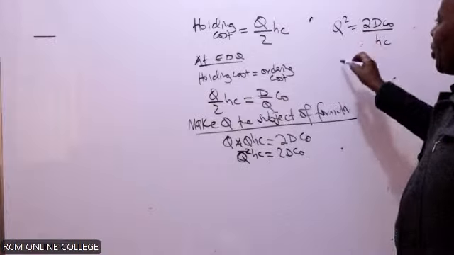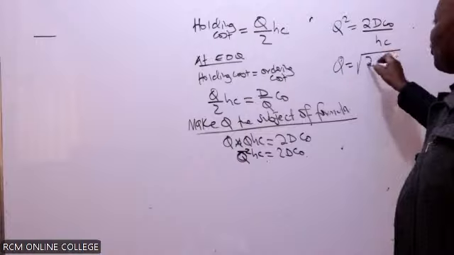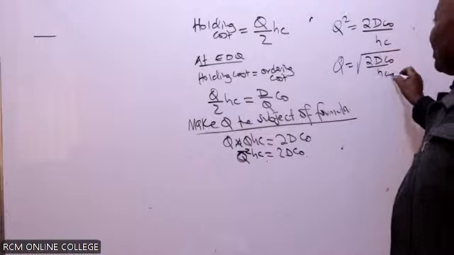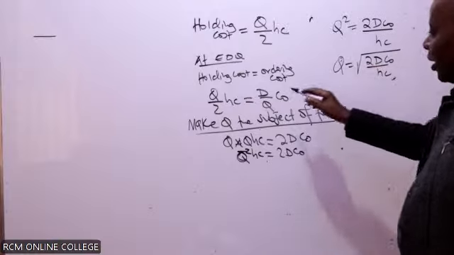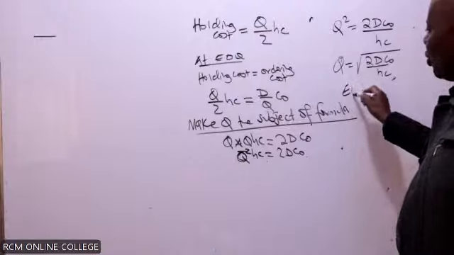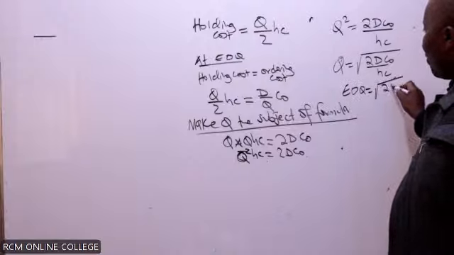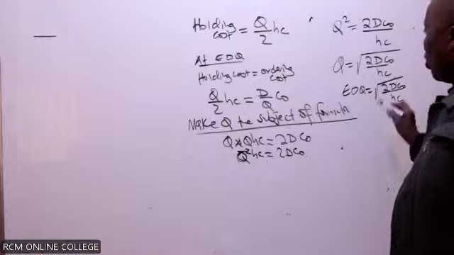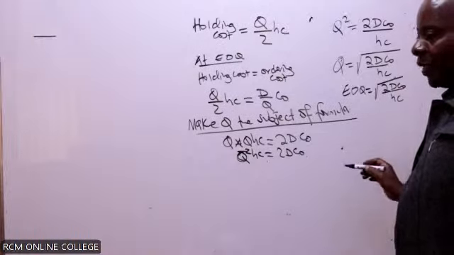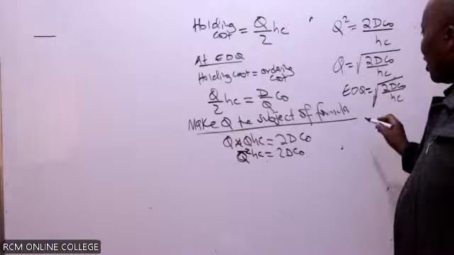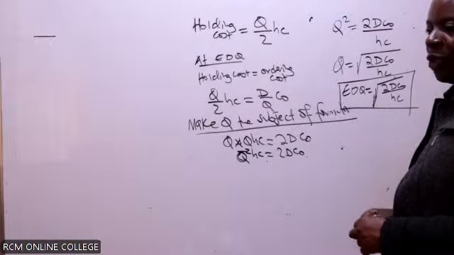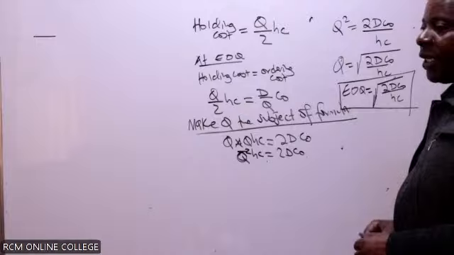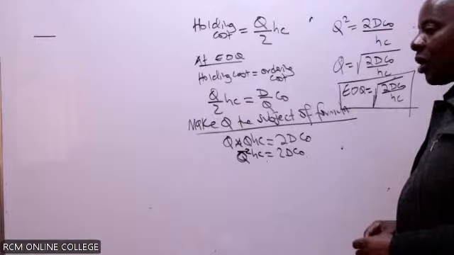Then I can do away with this squared and say Q will be the square root of 2DCO over HC. This Q, because it is the one that is equating the two, will be the EOQ formula, which is the square root of 2DCO over HC. Nobody will ever tell you to derive the formula, but it shall always be required to cram this: economic order quantity equals the square root of 2DCO all over HC.